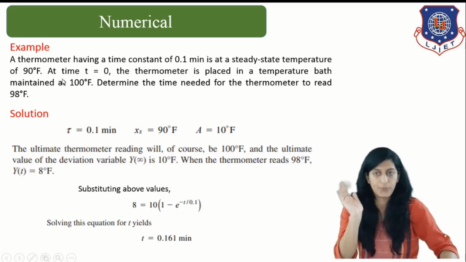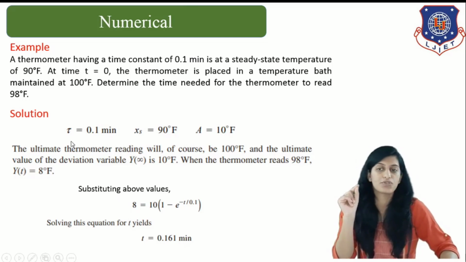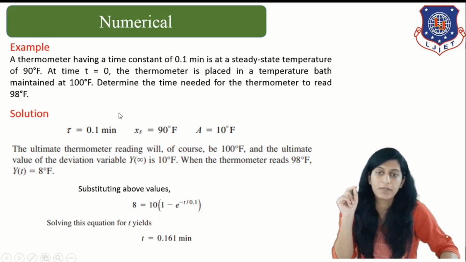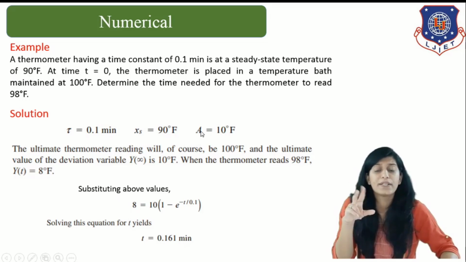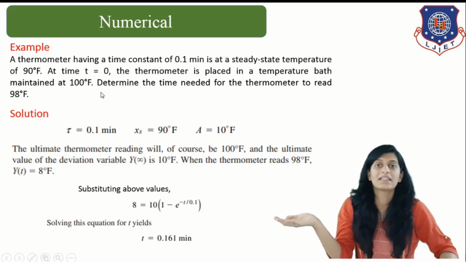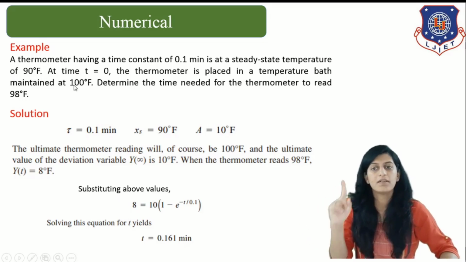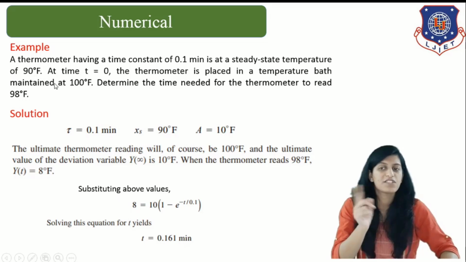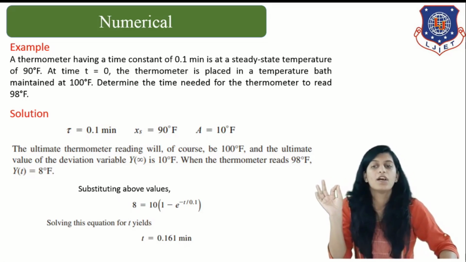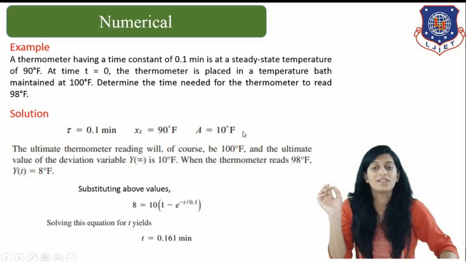This is our objective. As you can see here, tau is 0.1 minute, which is the time constant. The steady state temperature of the thermometer is given as 90 degree Fahrenheit. A is the magnitude, that is, the difference between the steady state and the ultimate temperature, the highest temperature. So 90 is the reading of the thermometer and 100 is the temperature of the bath. The difference between them is the magnitude A. So 100 minus 90 is A, which is 10.